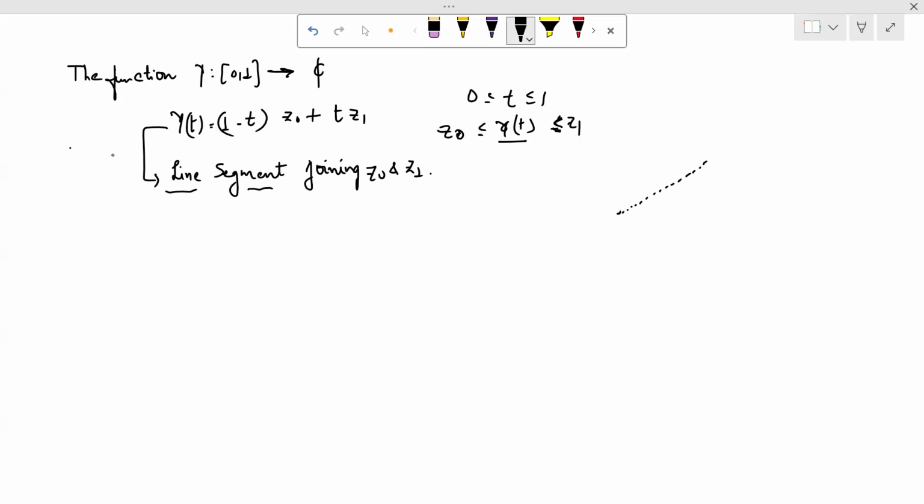Yes, sir. Okay. See, where is your gamma(t) lying? Gamma(t) lies between z0 and z1, and it is a linear relationship. How do you visualize a linear relationship? You visualize a linear relationship with a line. Is that clear or not clear? Okay, so this is one thing that you need to understand.